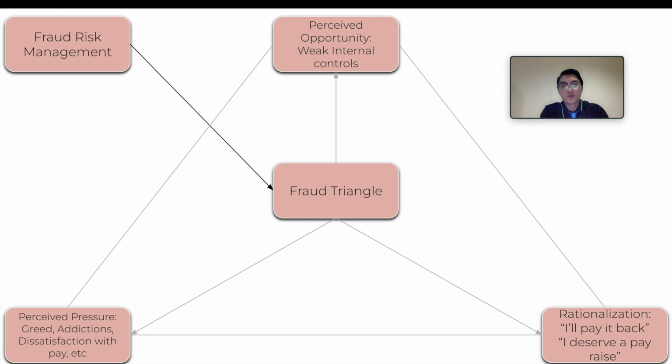The three parts of the fraud triangle are perceived opportunity, which is about weak internal controls. Perceived pressure is about greed, addictions, dissatisfaction with pay, etc. And rationalization, like people might say, I'll pay it back, or I deserve a pay raise.